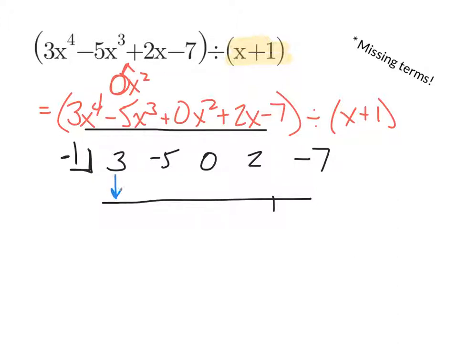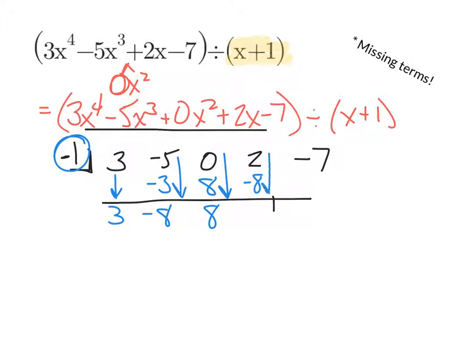Bring down the 3. Multiply and add. Multiply by negative 1, we have negative 3. Add, leaves me with negative 8. Times negative 1 is positive 8. Adding them together gives me 8. Times negative 1 is negative 8. And add is negative 6. Times negative 1 is positive 6. And adding leaves me with negative 1.